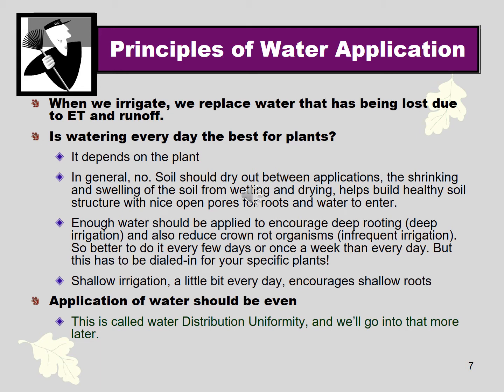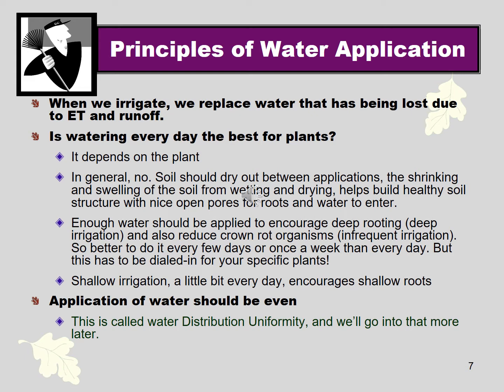Is watering every day the best for plants? It depends on the plant. Some plants like to have their roots stay moist: ferns and camellias, things that like shadier, cooler climates with richer, more acidic soils. But some do not. In general, it's better to let the soil dry out between waterings. The shrinking and swelling of the soil that comes with the wetting and drying helps the structure of the soil stay healthy, keeps it open, with more pores for air and water to get in and microbes to inhabit.